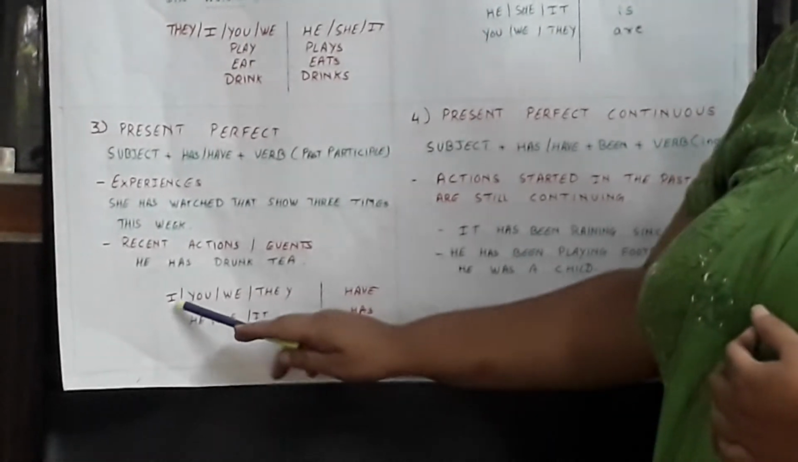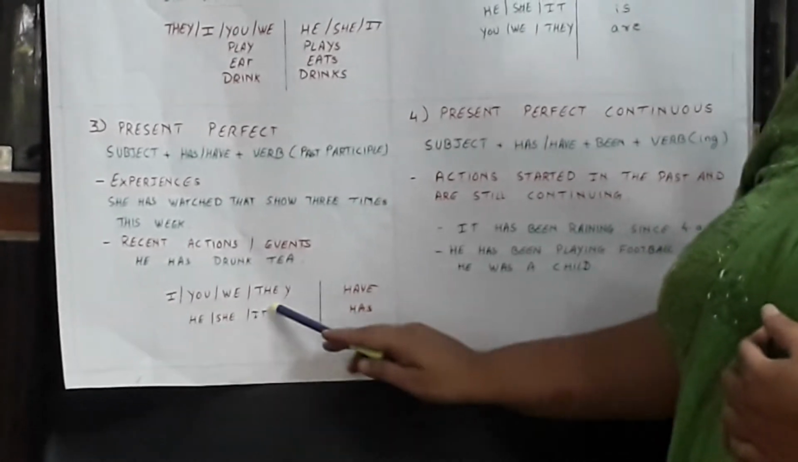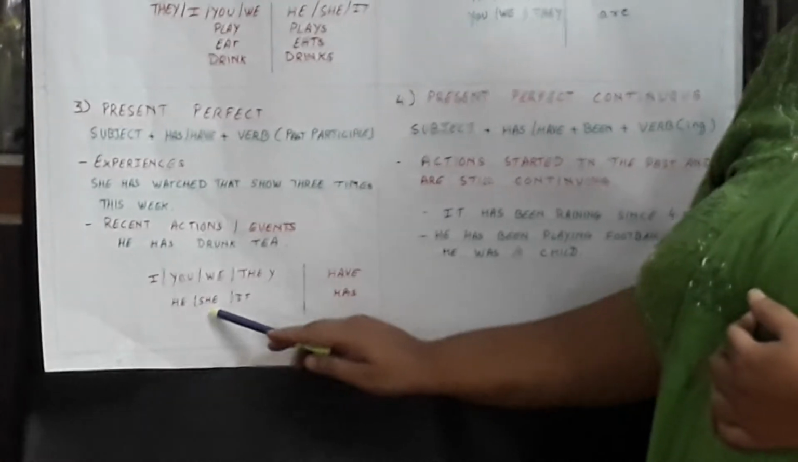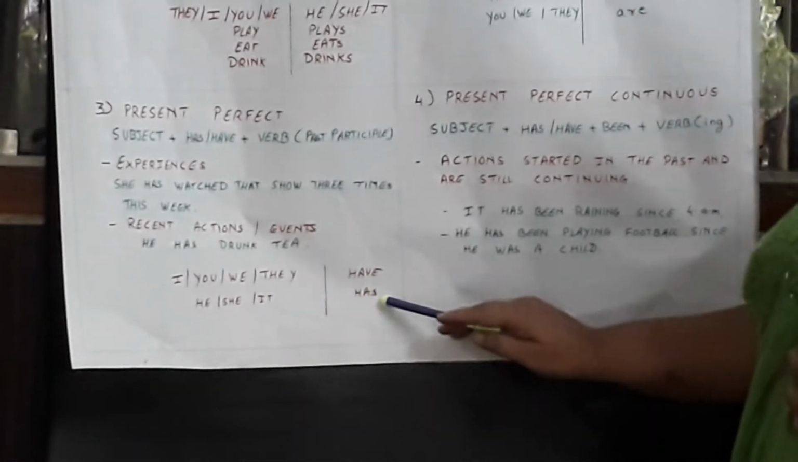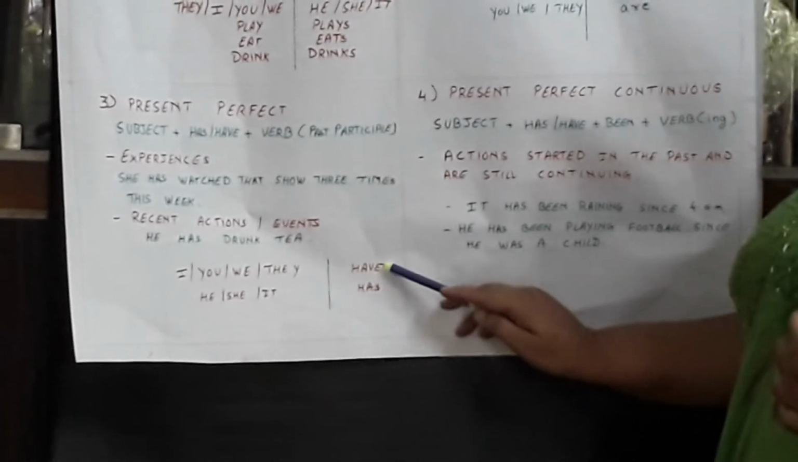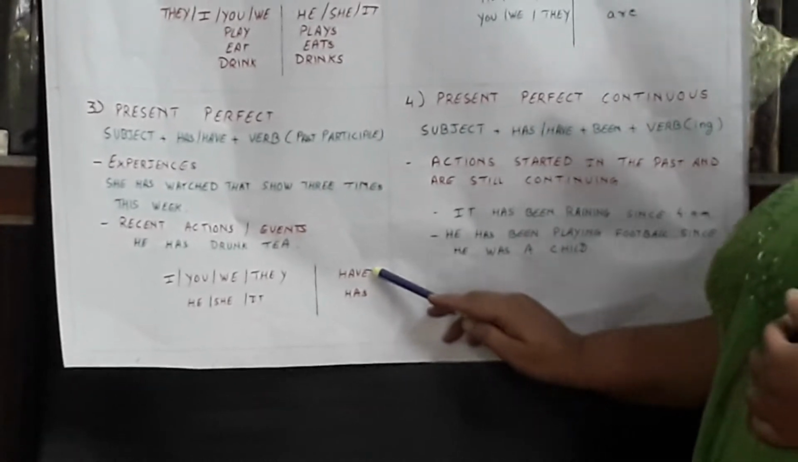Now with I, you, we, they, with these subjects we have to use have, and with he, she, it we have to use has, because has is considered a singular verb and have is considered a plural verb.